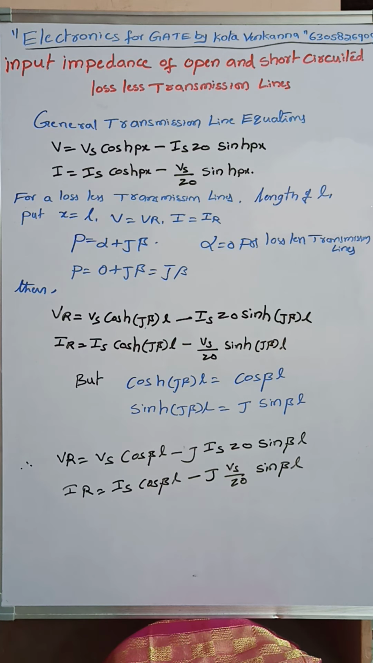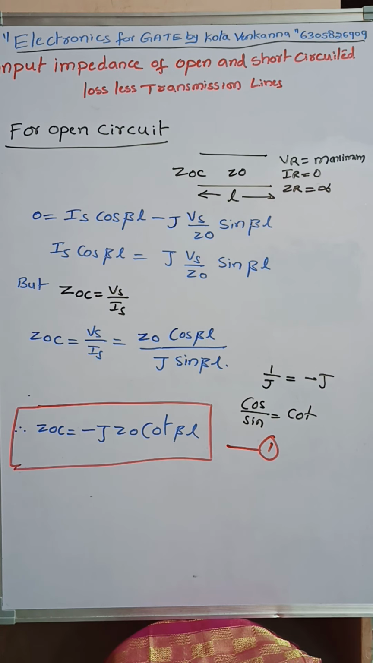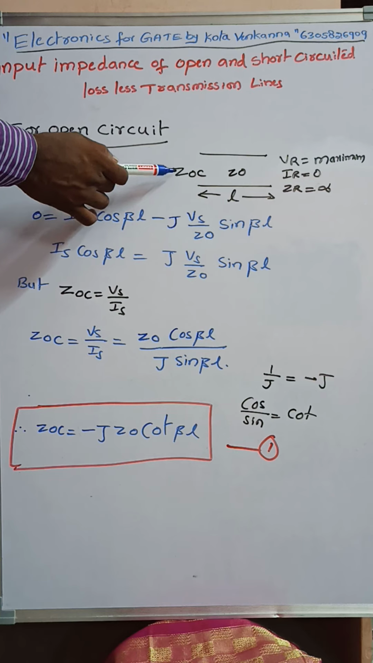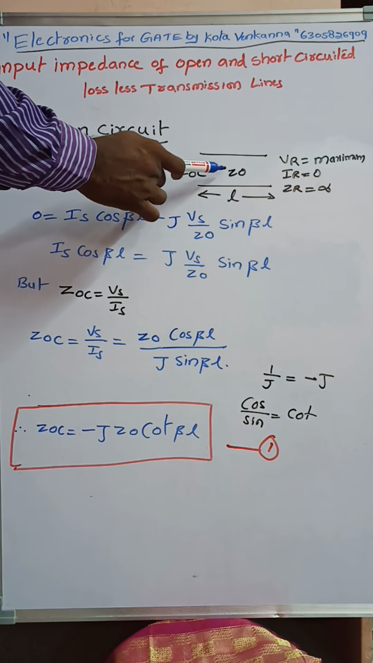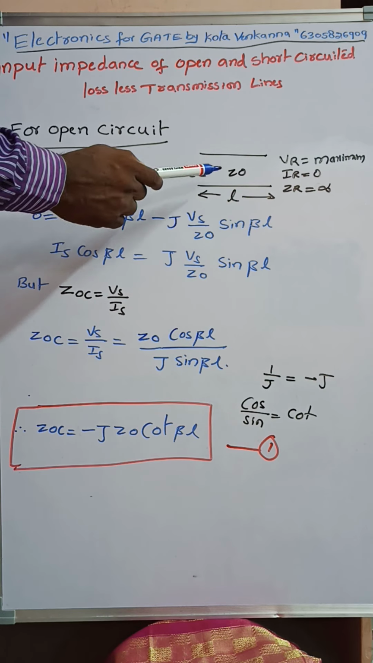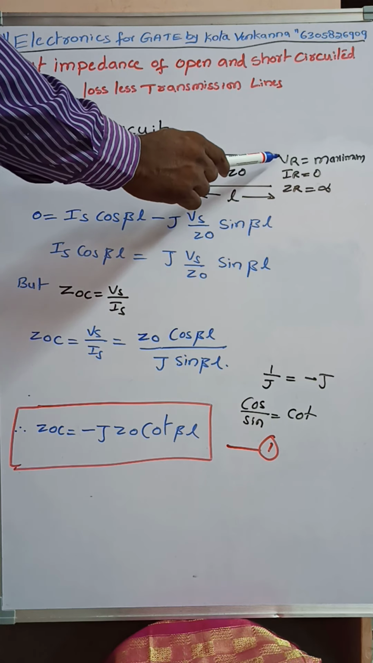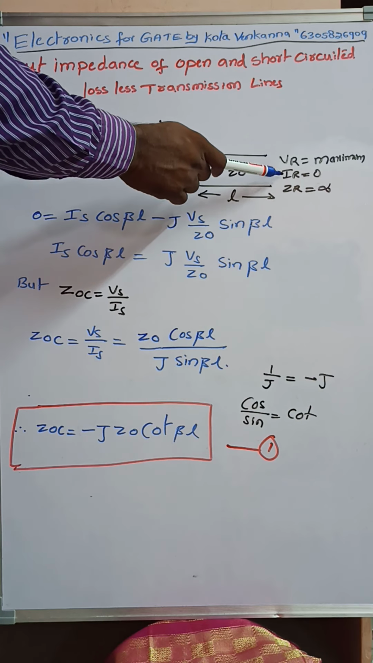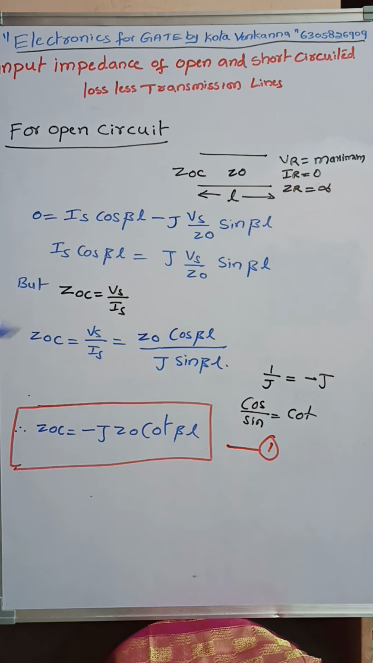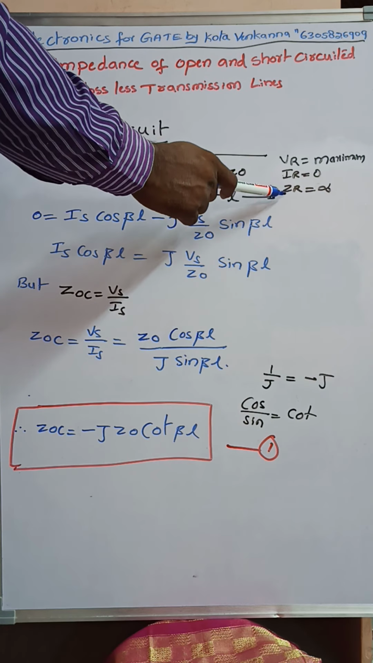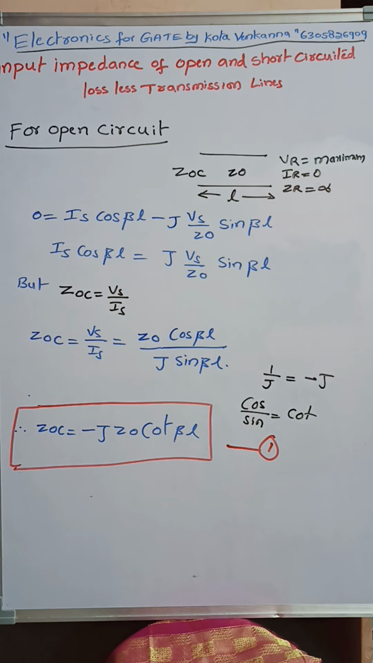First of all, we discuss the open circuit. Here ZOC is the open circuit input impedance, Z0 is the characteristic impedance, and L is the length of the line. Here the output is open. When the output is open, the load voltage VR is maximum and the load current IR is equal to 0, and when the current is 0, the output impedance is infinity.